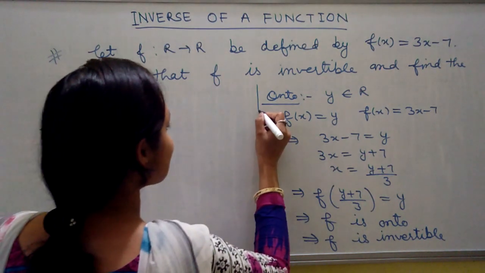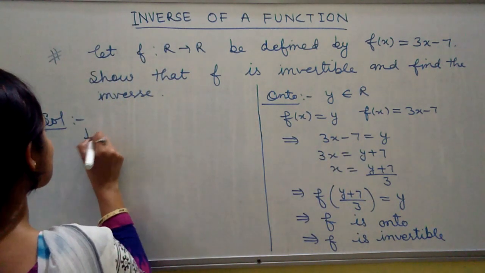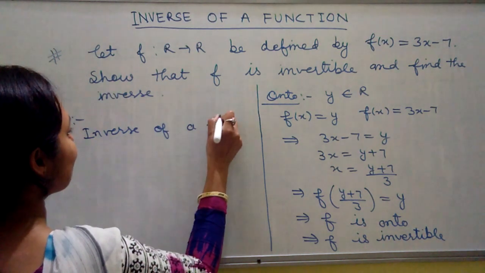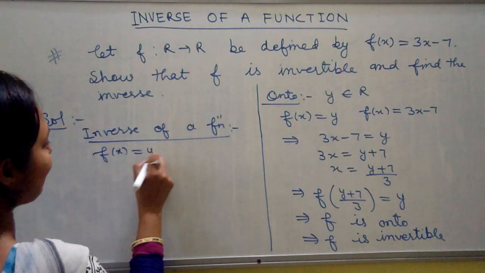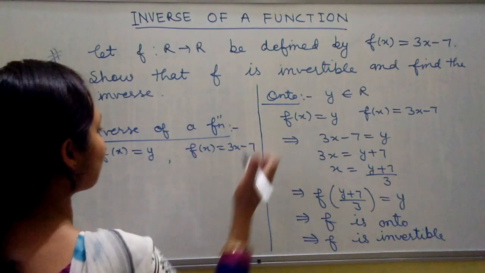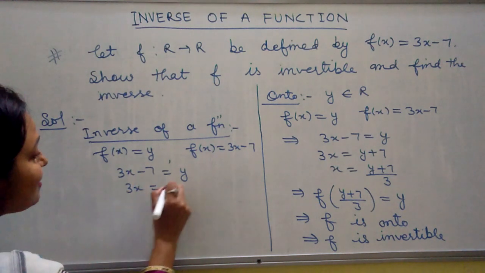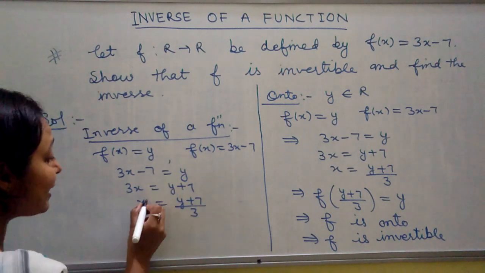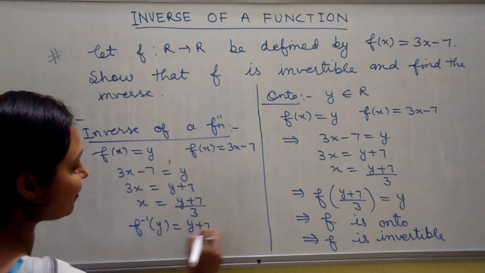f(x) is given as 3x minus 7. The first step is take f(x) equals y. These are the steps of the inverse of a function. Same step as onto: 3x minus 7 equals y, 3x equals y plus 7, and x equals (y plus 7) by 3. Replace this x by f inverse of y, that is equals (y plus 7) upon 3.